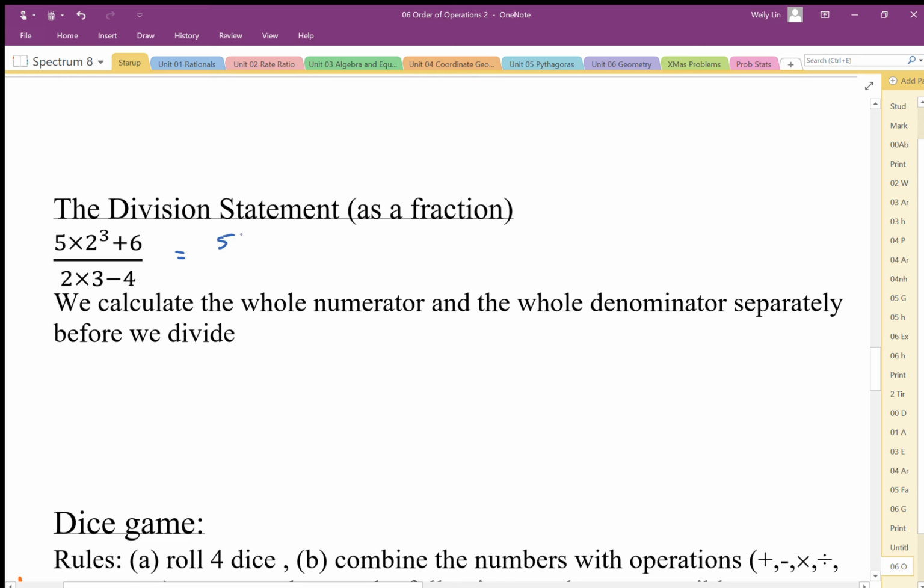So I can work this out as 5 times 8 plus 6 all over 6 minus 4. So this becomes 40 plus 6 is 46, divided by 6 minus 4 is 2, and we get 23. And we can apply the divide at the end. We can treat the numerator and denominator separately. It's almost like they have brackets around them. So this is a nice thing about using divide as a fraction instead of divide as a divide sign. And we're going to try to start working towards using this and not using that divide sign anymore.